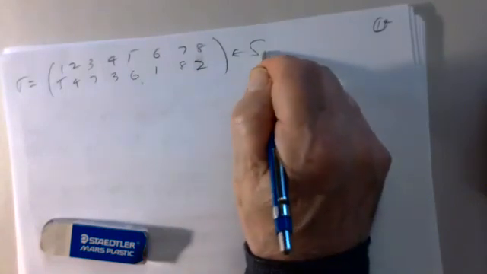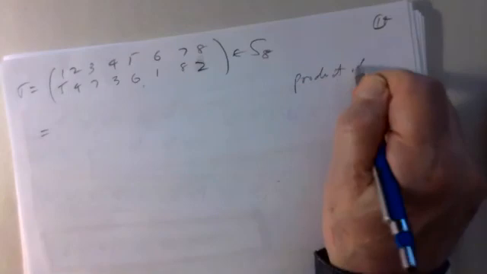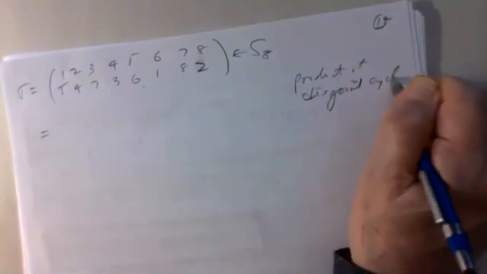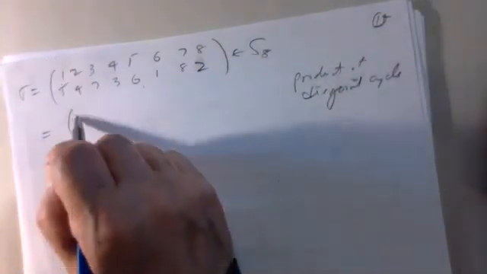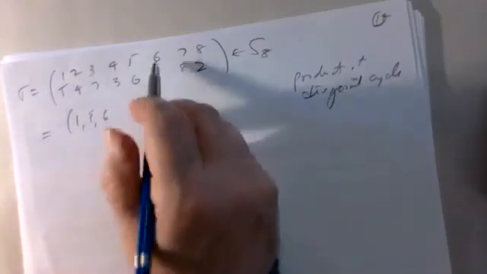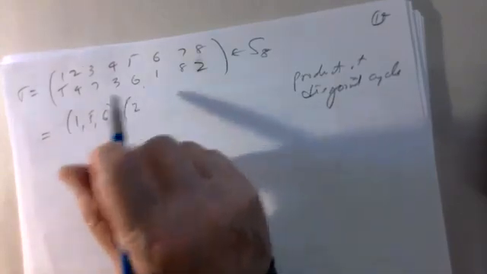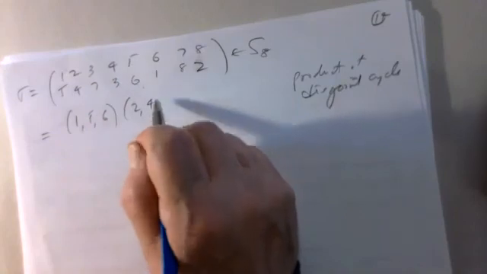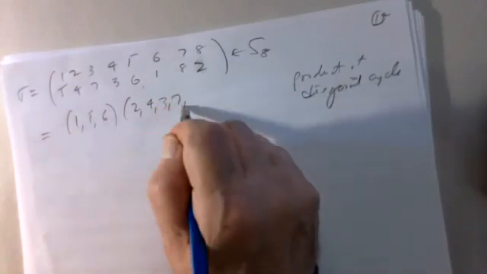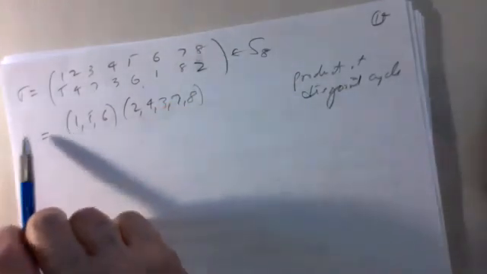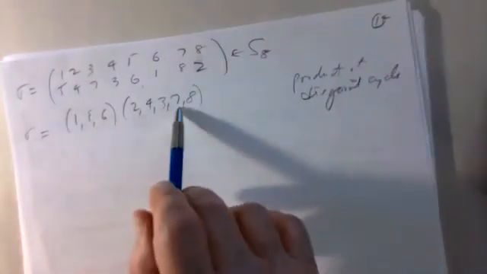Let's see. I can't use 3 two times. So this is a permutation in S8. How do I write this as a product of disjoint cycles? I can start anywhere. I'll start with 1. 1 goes to 5. 5 goes to 6. 6 goes back to 1. That's a 3 cycle. Let's see, 2 goes to 4. 4 goes to 3. 3 goes to 7. 7 goes to 8. 8 goes back to 2. So my sigma is a product of a 3 cycle and a 5 cycle.